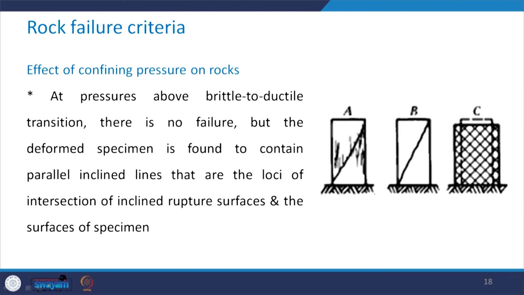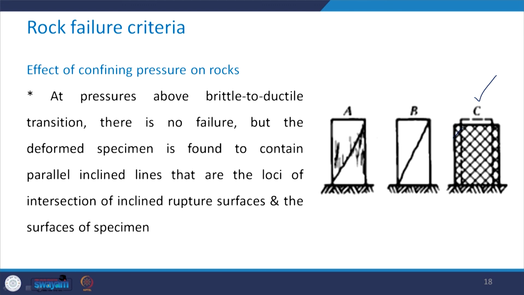So, at the pressures above brittle to ductile transition, there is not going to be any failure because the material is behaving in a ductile fashion, but the deformed specimen is found to contain parallel inclined lines, which are the loci of intersection of the inclined rupture surfaces and the surfaces of the specimen. That is the condition number C.